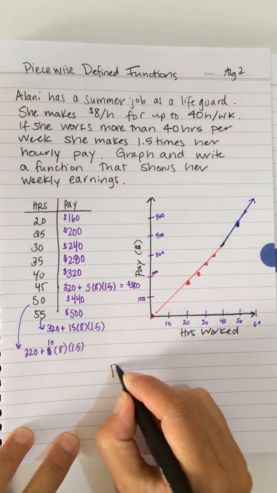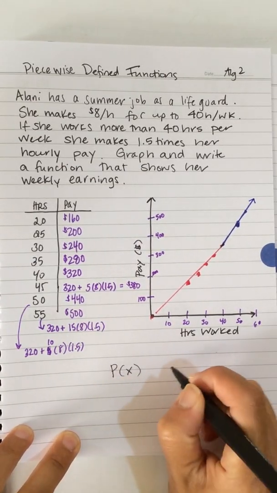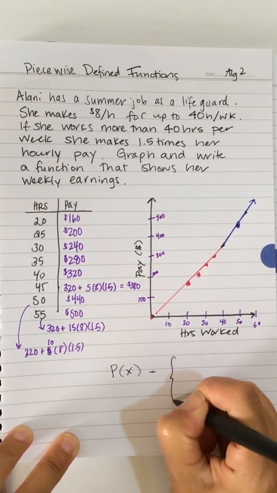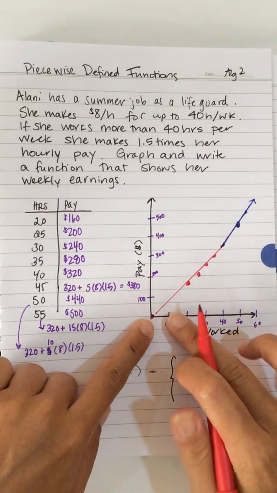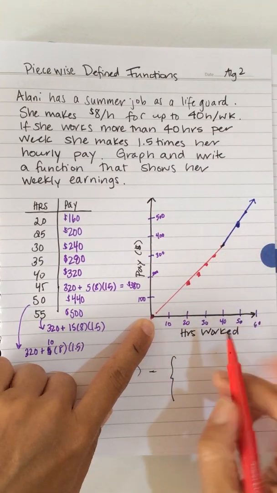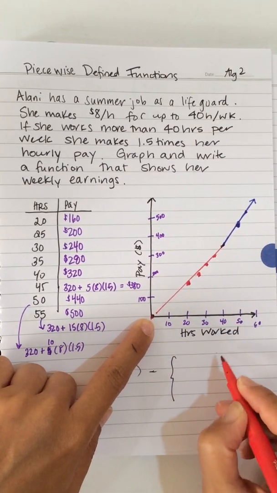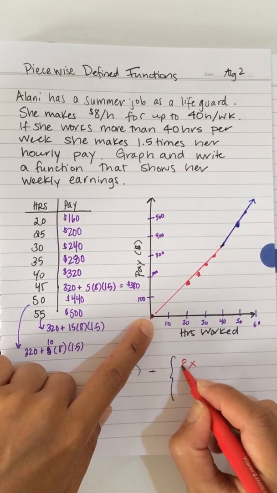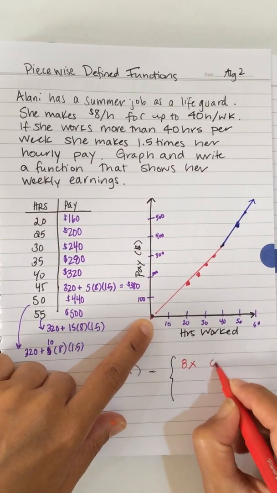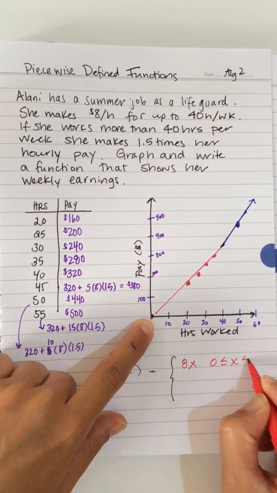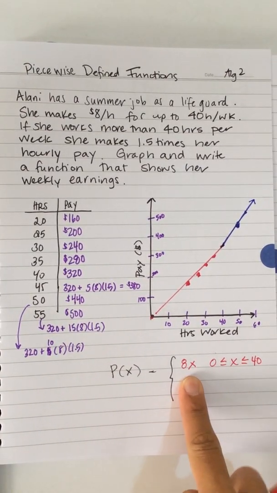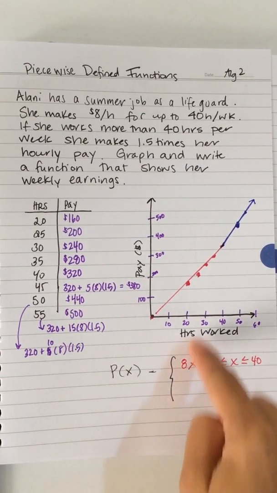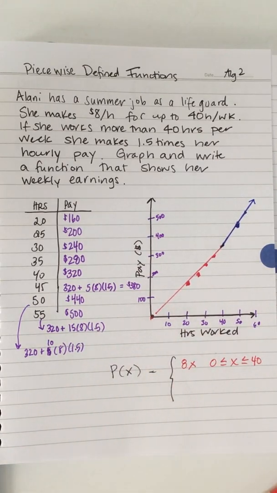So this is how that function looks, and if I were to write it, let's just call it pay. P of x equals, and I'm going to write in red what that function is. The way you would find every point on this function would be to take the number of hours worked, which is x, and multiply it by 8. And that would be true for 0 to 40. That's the rule or expression for finding all of the points on the red part of the piecewise function.